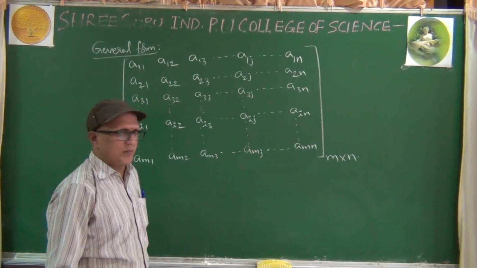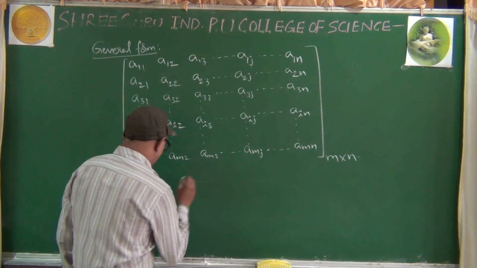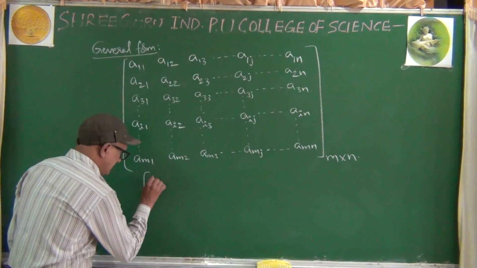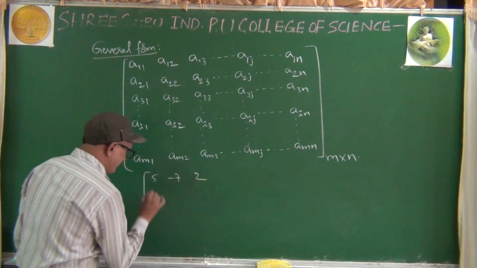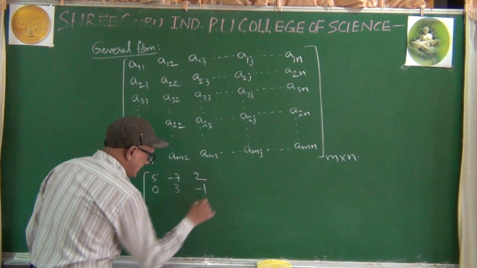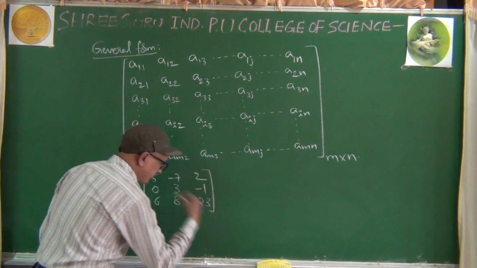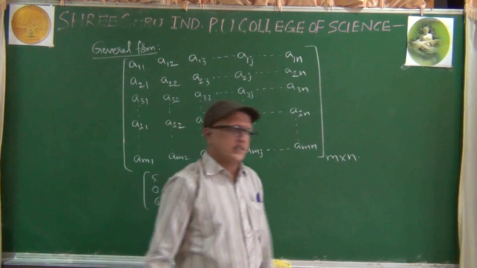Now let us see one example. Then I will explain this, then you will understand clearly. Example: 5, minus 7, 2, 0, 3, minus 1, 6, 8, 23. This is one matrix.